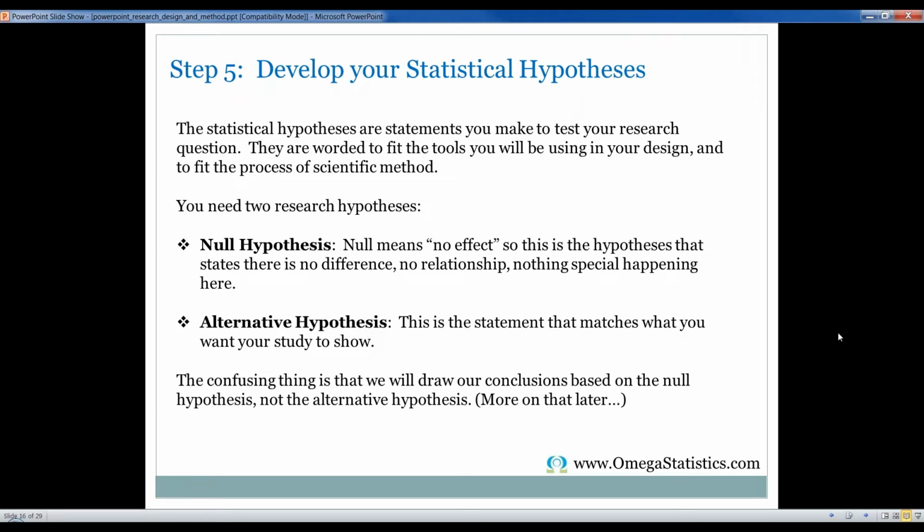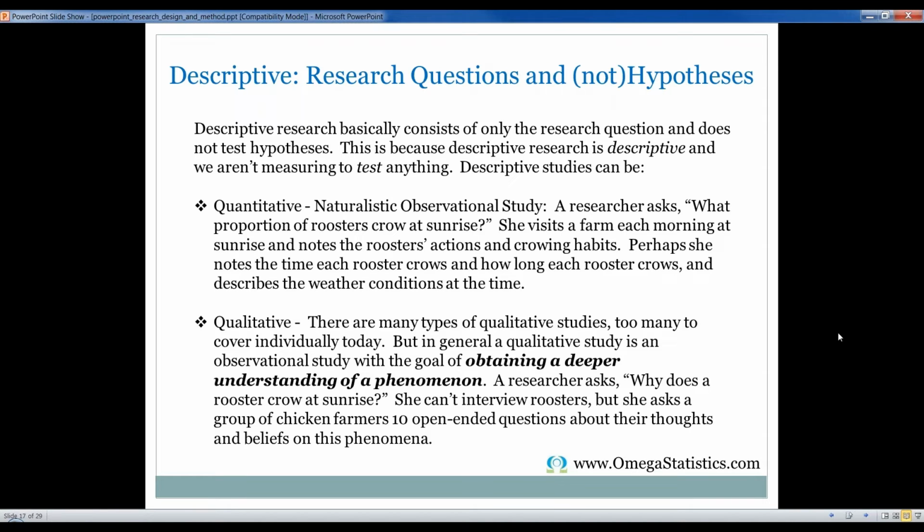I'm going to go through 3 different designs and kind of show you how we set up these questions. So let's start with the descriptive research. Okay, like I was saying, this is mostly your qualitative kind of thing. You can use it in a quantitative study, but typically descriptive, I always associate it with the qualitative. We're trying to get that why. We're trying to get that depth of meaning. We're trying to dig down deep. So it consists of only the research question, no hypotheses. And it's because it's descriptive and we're not testing anything, right?